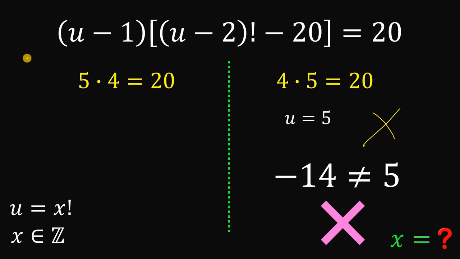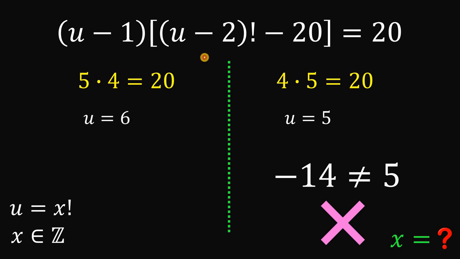So now let's move on to the first case. Alright, so what if u minus 1 equals 5 and u minus 2 factorial minus 20 must be equal to 4? So let's do that. So u minus 1 equals 5. Let's solve for the value of u. Add 1 on both sides. 5 plus 1, this will give us 6.